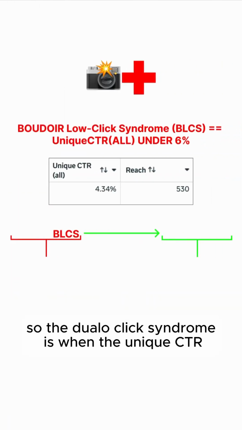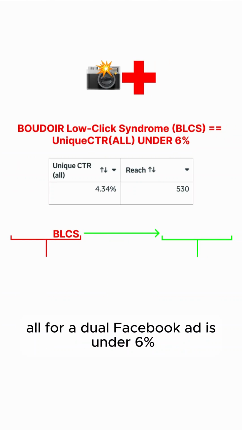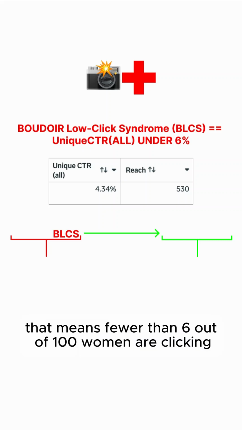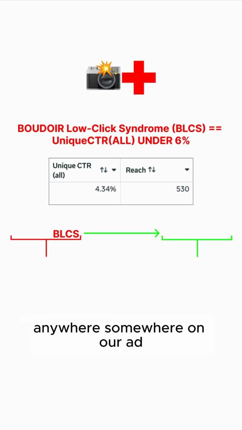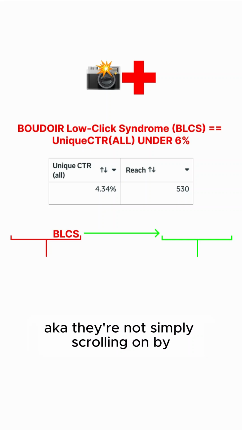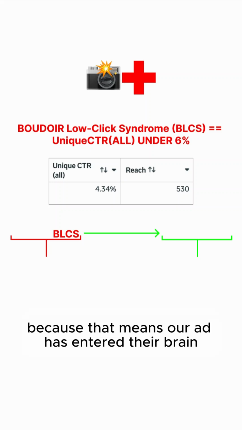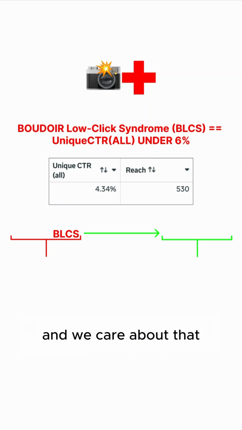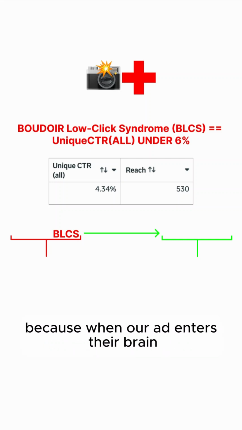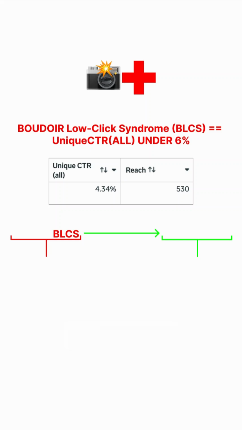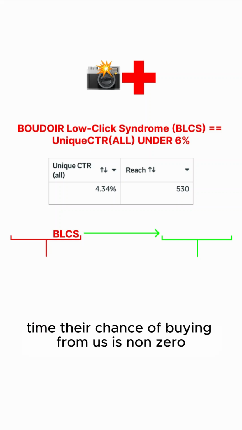So Boudoir low click syndrome is when the unique CTR all for a Boudoir Facebook ad is under 6%. That means fewer than 6 out of 100 women are clicking somewhere on our ad, aka they're simply scrolling on by. And we care about women clicking somewhere on our ad because that means our ad has entered their brain. And we care about that because when our ad enters their brain, that is the only time their chance of buying from us is non-zero.